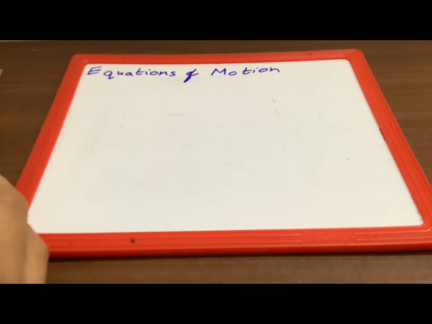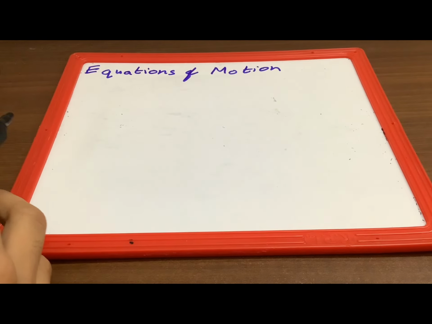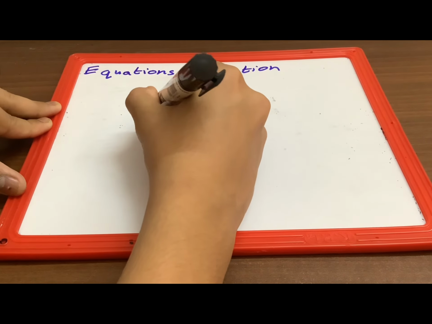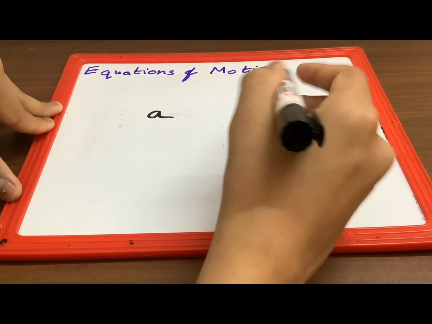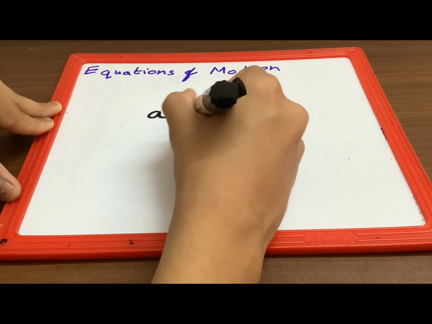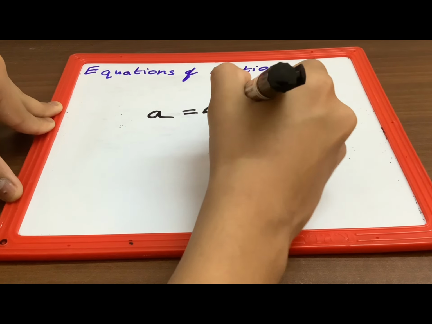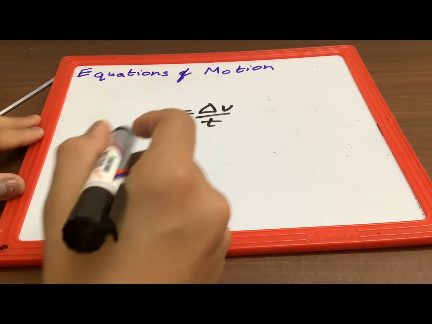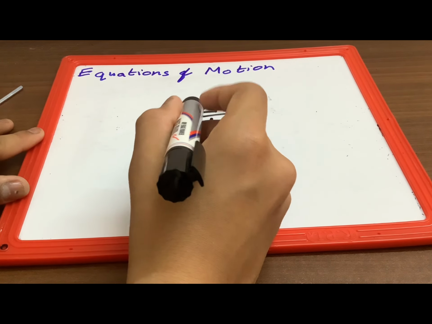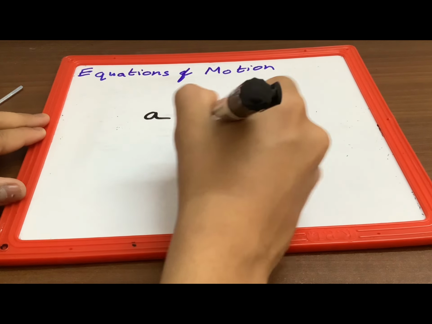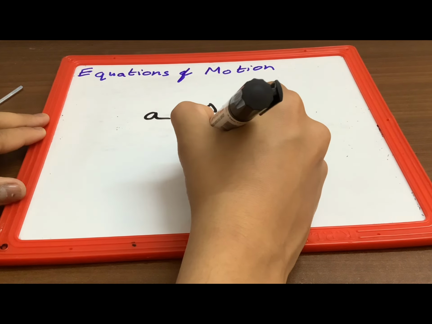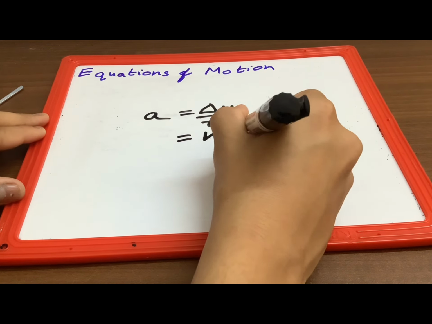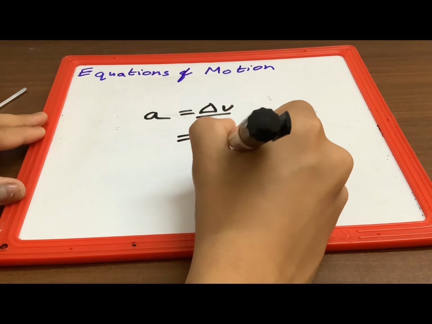Let us start deriving the first equation of motion. I won't be taking the equation of motion at the start, so you can follow along. Let's start with the definition of acceleration. Acceleration is change in velocity per unit time, or delta V over t. Using the definitions from earlier, we can also write this as final velocity minus initial velocity over time.